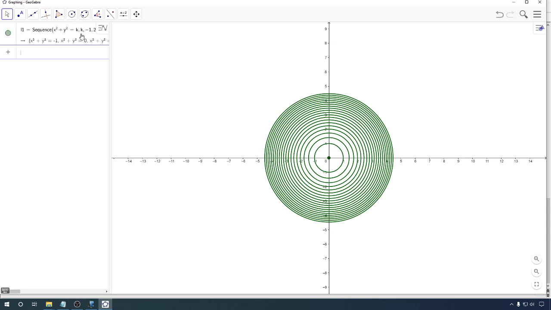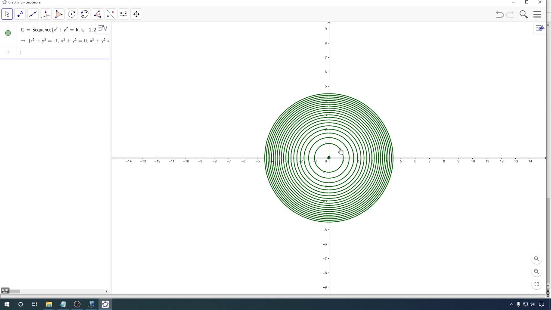And actually, I don't really have to do anything more than that. It just kind of is already there. So what we can see here is that it's plotting all the circles from, well, from k equaling -1 all the way to k equaling 20. So here, the point in the middle, that's the graph of x squared plus y squared equals 0.